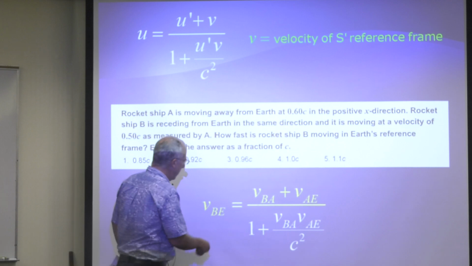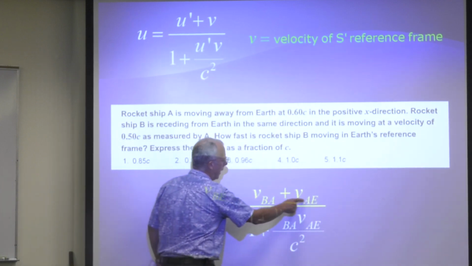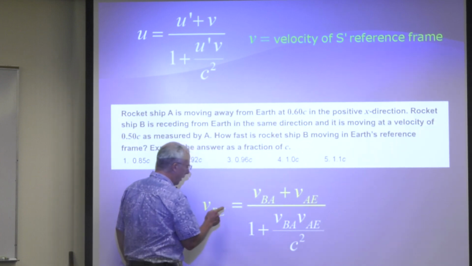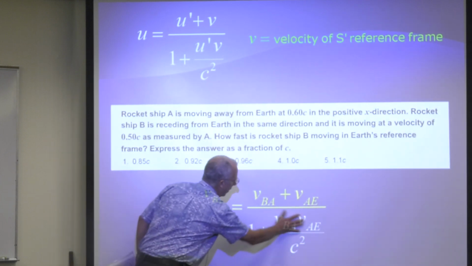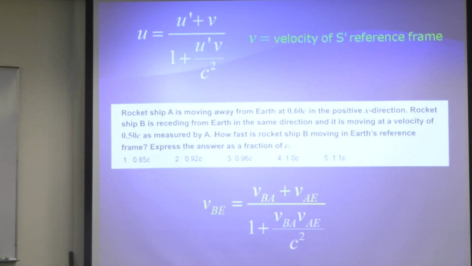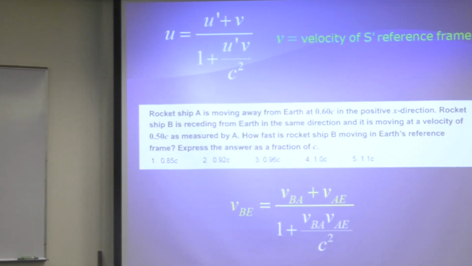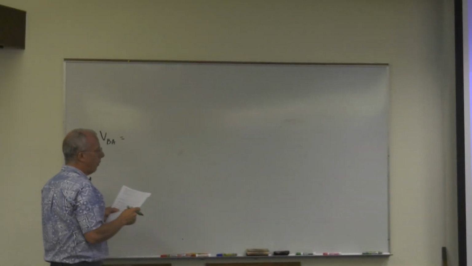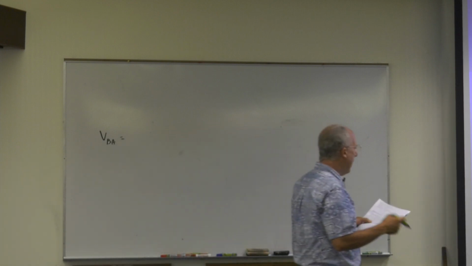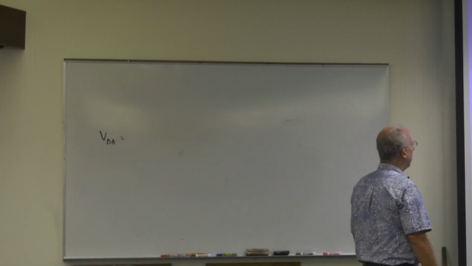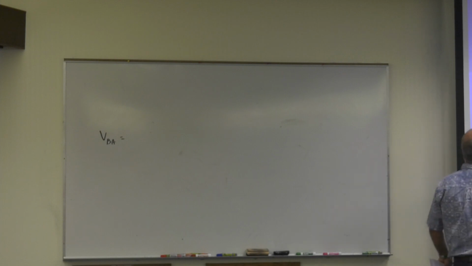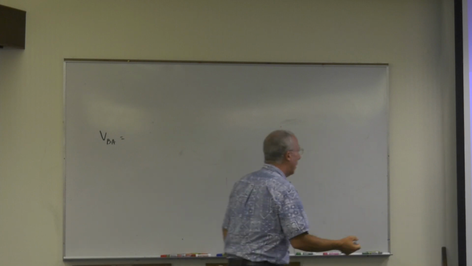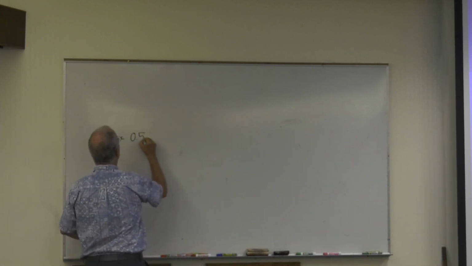Just use your formula: VBA plus VAE. B's on the left, E's on the right, and the other guys cancel. Then you just use this new part from relativity. So what is VBA? That's the velocity of B relative to A. Rocket B is moving at a velocity of 0.5 c as measured by A, so the velocity of B relative to A is 0.5 c.